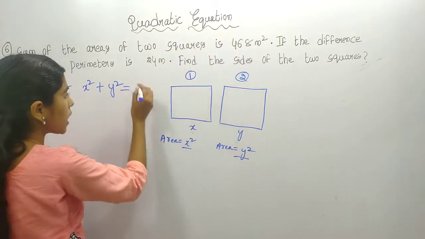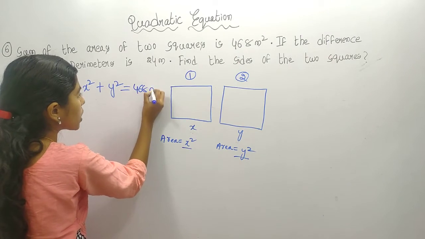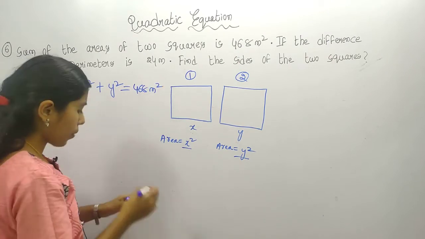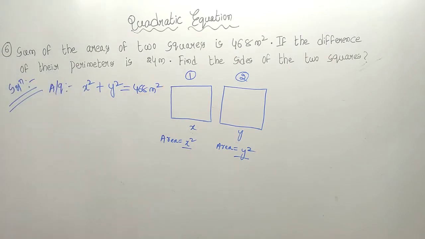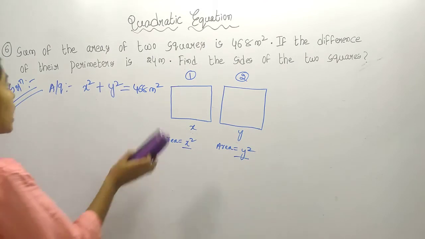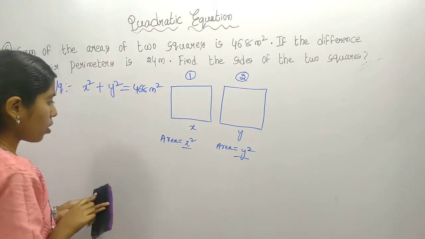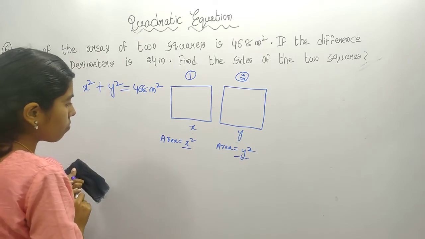468 meter square. Same. Next, what is given? If the difference of their perimeter, so here you find the perimeter.